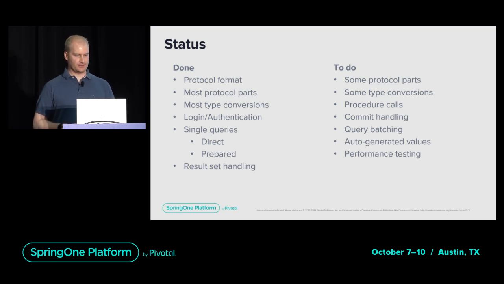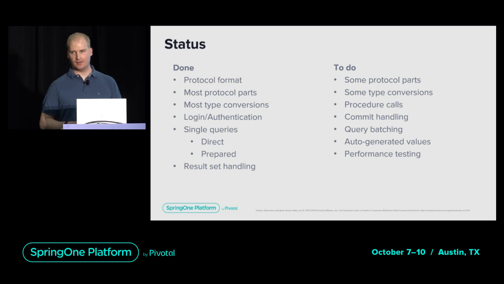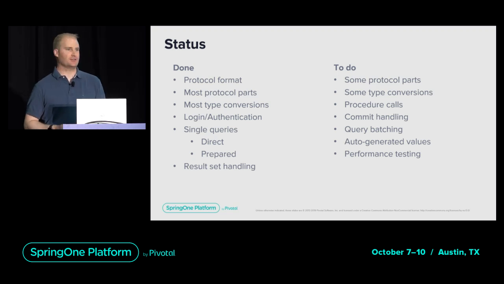And there are a few minor things, like I need to look over commit handling, so just setting the auto commit status. Query batching I haven't really implemented yet. Getting auto-generated values from the database. And once we've completed all that, of course, we need to do thorough performance testing to make sure what we've implemented is actually usable and makes the performance better than just leaving your application as is.